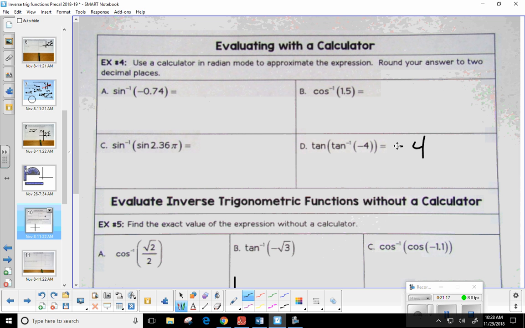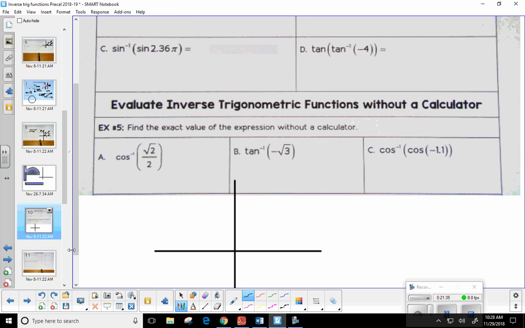Now, you have to be careful. What if it were tangent inverse of tangent? Could any real number be the answer? No, then you have a restriction. Again, it's on the front of your paper. And remember, those are going to be on the board to help you out.